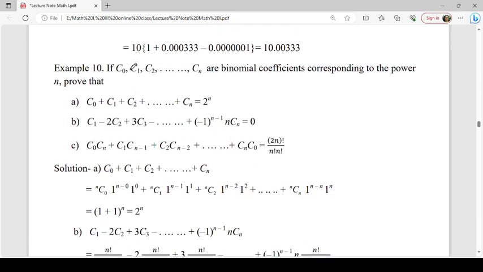Next, it is for binomial coefficients corresponding to the power n. So C naught. Because our expansion is the summation of nCr a to the power n minus r b to the power r, this nCr we say Cr. So when we write C naught, C1, C2 up to Cn, if n is 4, then we will have C naught, C1, C2, C3, C4. If n is say 6, then we will have C naught, C1, C2, C3 up to C6, like that. So we have to prove this.